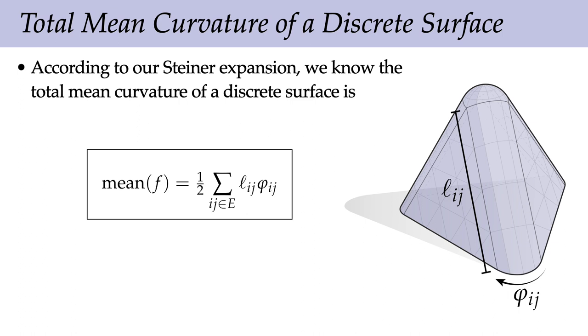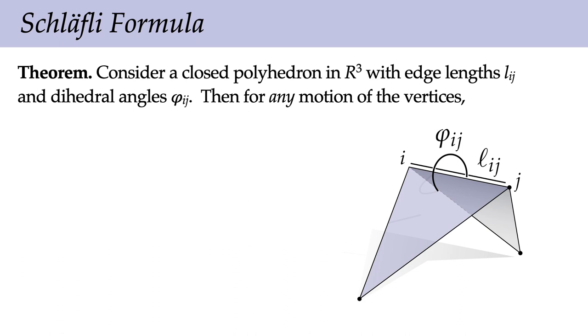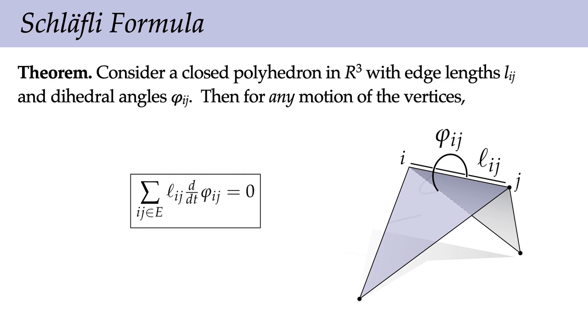What's going to happen when we differentiate this? Well, to do this, we're going to need a nice little formula called the Schlafly formula, or the Schlafly theorem, if you like. It says that if I have a closed polyhedron in R3 with edge lengths Lij and dihedral angles phi ij, then for any motion of the vertices, no matter how I start moving the vertices around, it will be true that the sum of edge lengths times the change in dihedral angles is equal to zero. Right? So if I wiggle the vertices around a little bit, the dihedral angles are also going to wiggle around a little bit. I add up the original lengths times the change in dihedral angles. That's always equal to zero. So this has a similar flavor to Gauss-Bonnet, this kind of global theorem about our surface.